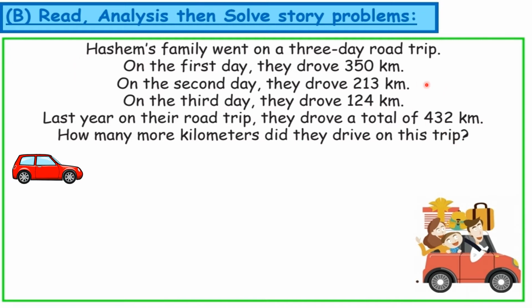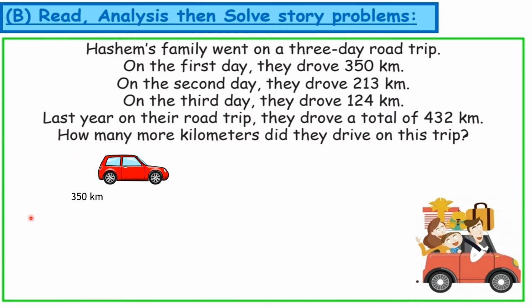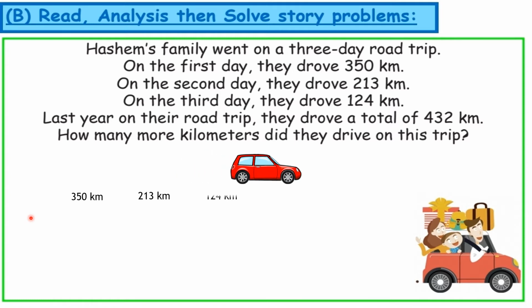Okay, let's analyze it slowly to find the answer. So this is the car of the family. On the first day, they drove 350 kilometers. And let's see, on the second day, they drove 230 kilometers. On the third day, they drove 124 kilometers. So this is all the distance that they got. They moved from here to here. Okay? So all this, the distance that they moved, if I want to know all the distance, I will add all this together.